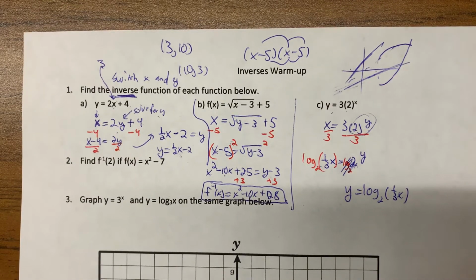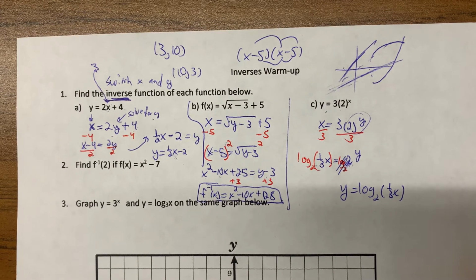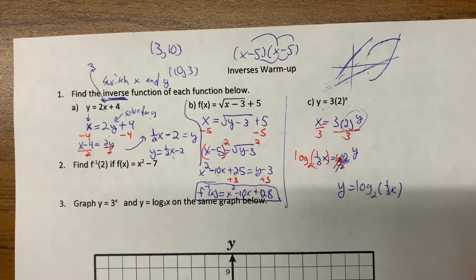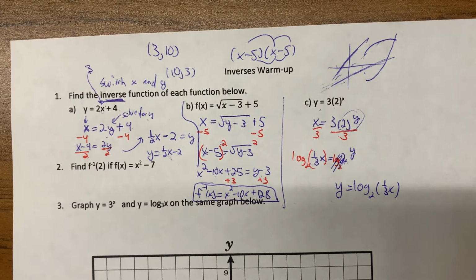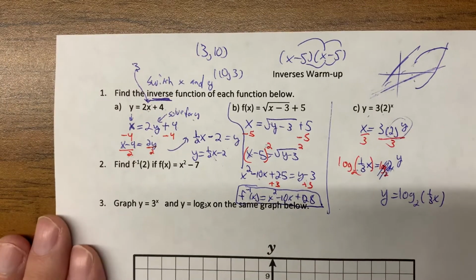So we're just doing inverse operations. We switch x and y, and then we solve for y by using inverse operations, and it finds the inverse function for us, which will undo the original function.